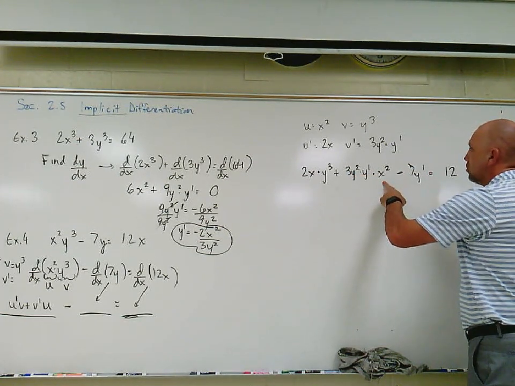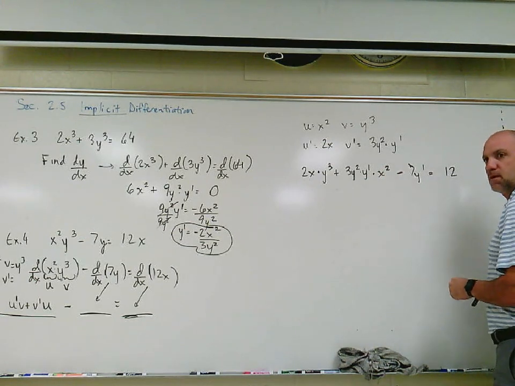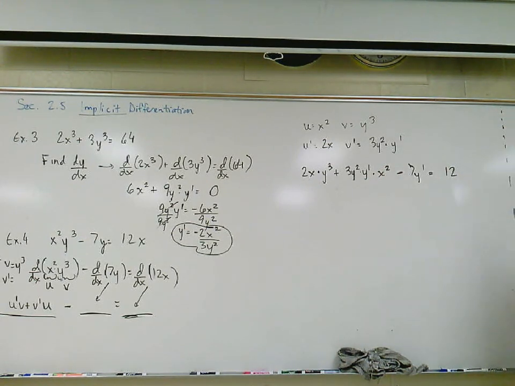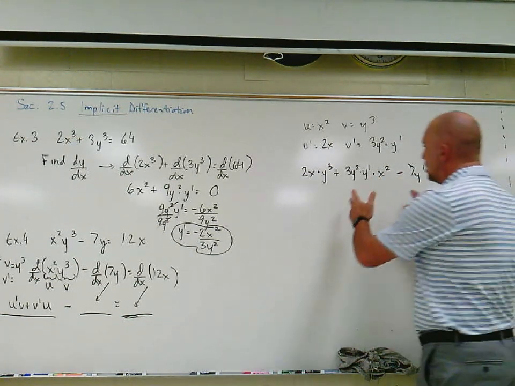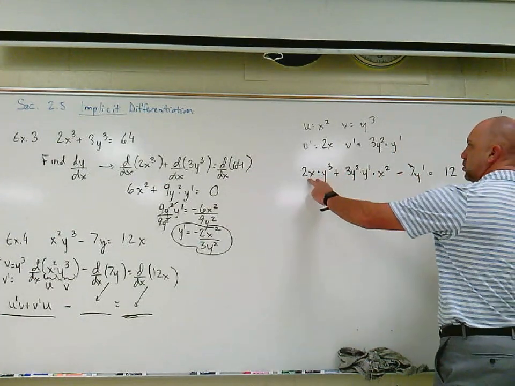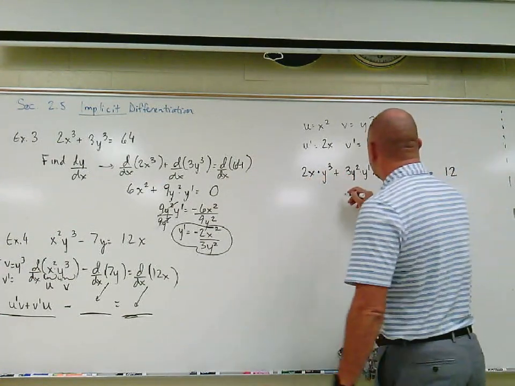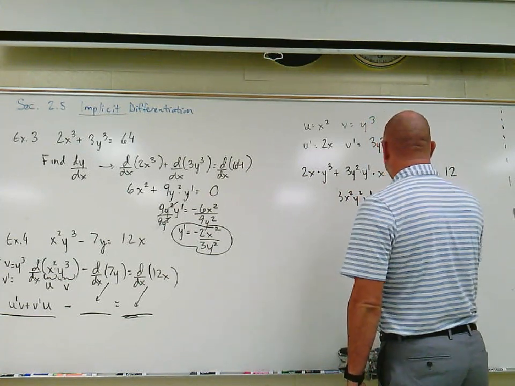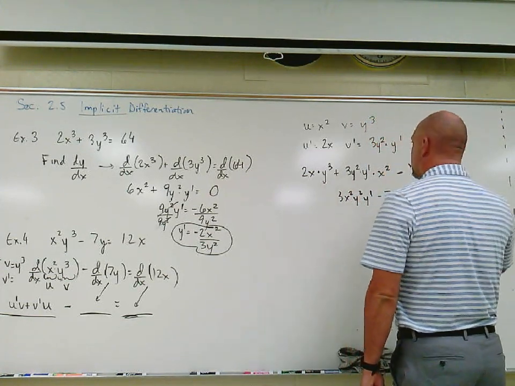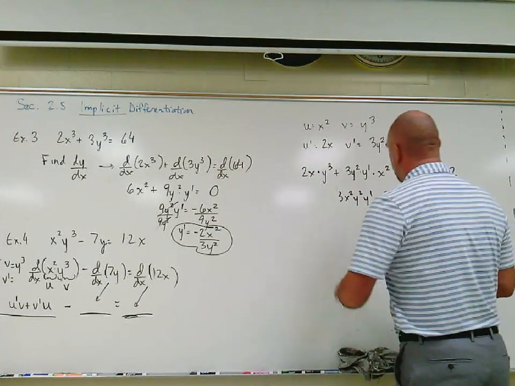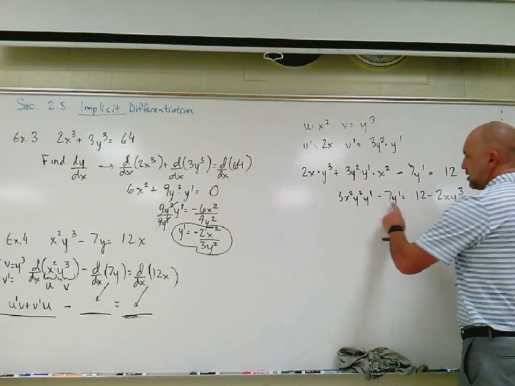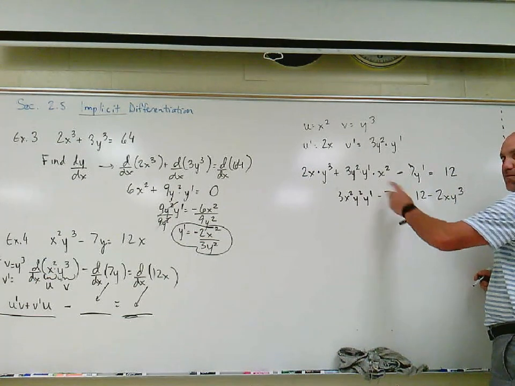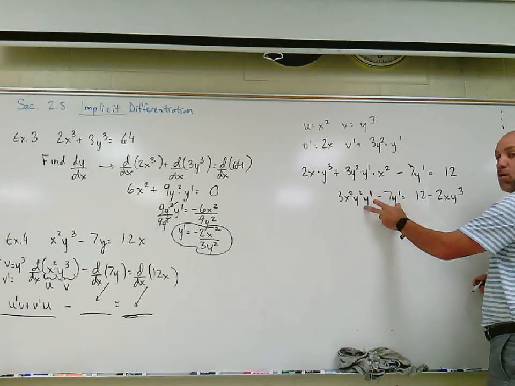All right. What was the next step in your steps there? After you differentiate, you've got to do what? Isolate the y prime. Yeah, so keep the y prime terms on the left, move everything else to the right. So this 2xy cubed will go over. So I have 3x squared y prime minus 7y prime equals 12 minus 2xy cubed. The reason I did that is so that now all I'm left with are terms that have y prime in them, and then what can I do with these two y primes?